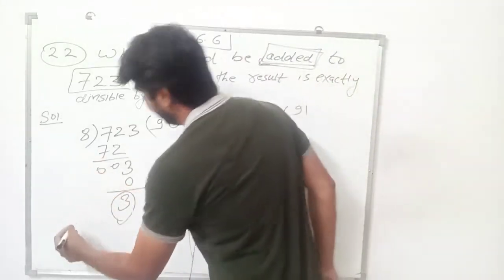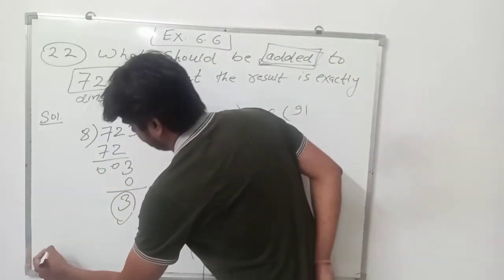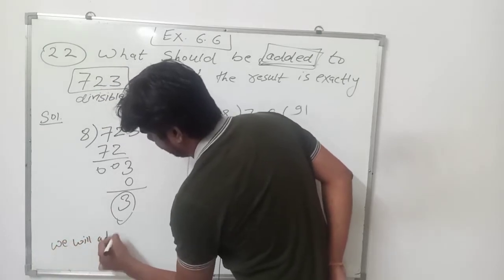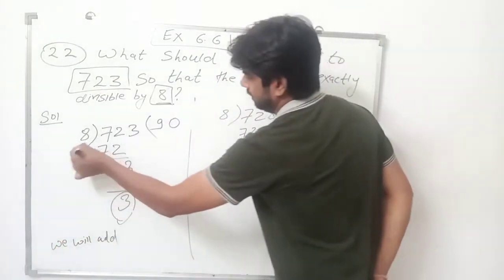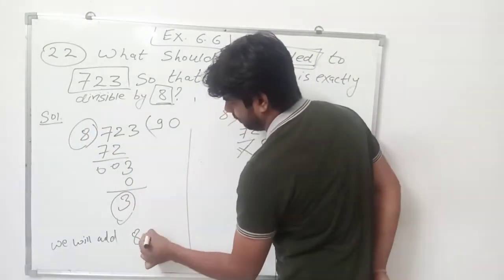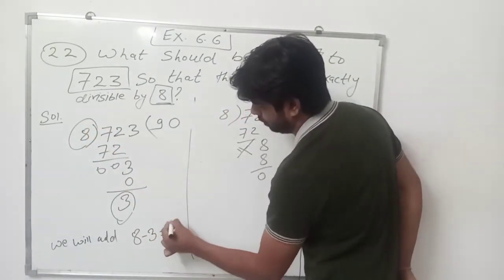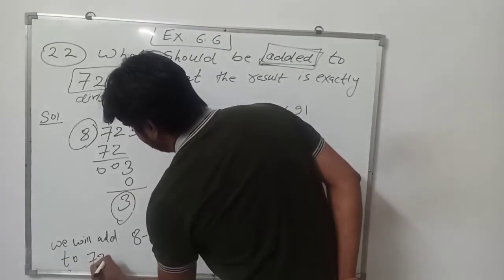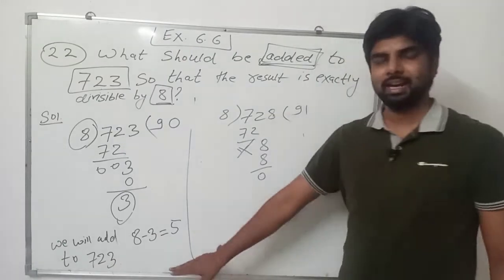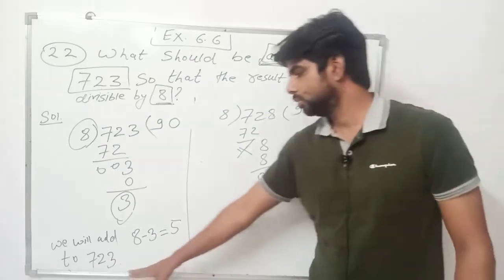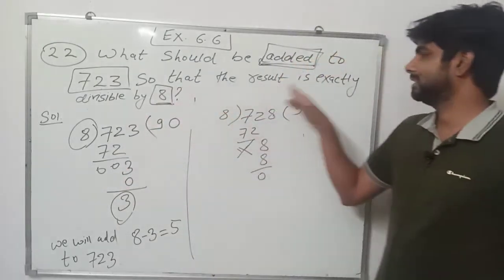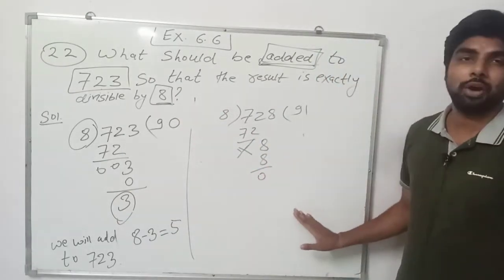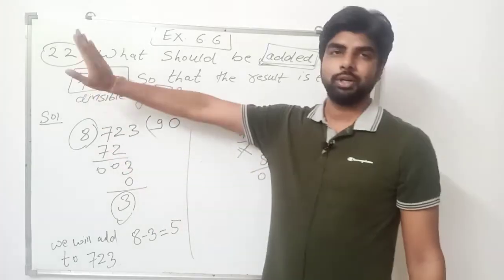So what should be added? We will add 8 minus 3, that is equal to 5, to 723. We will add this 5 to 723 so that the result is exactly divisible by 8. Okay, so this is how you can solve question number 22.